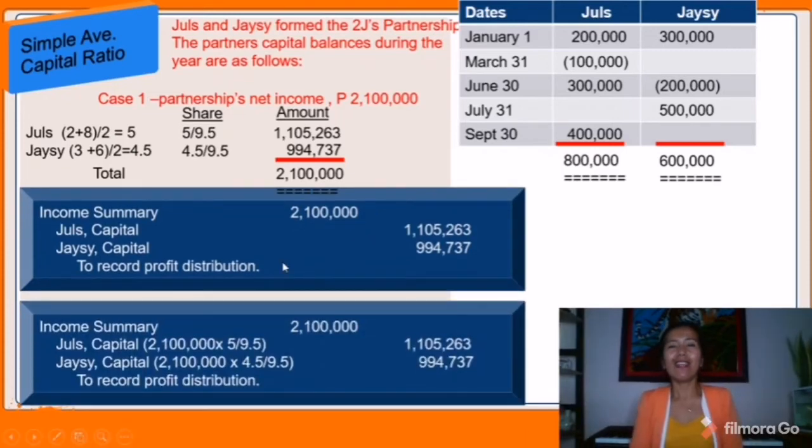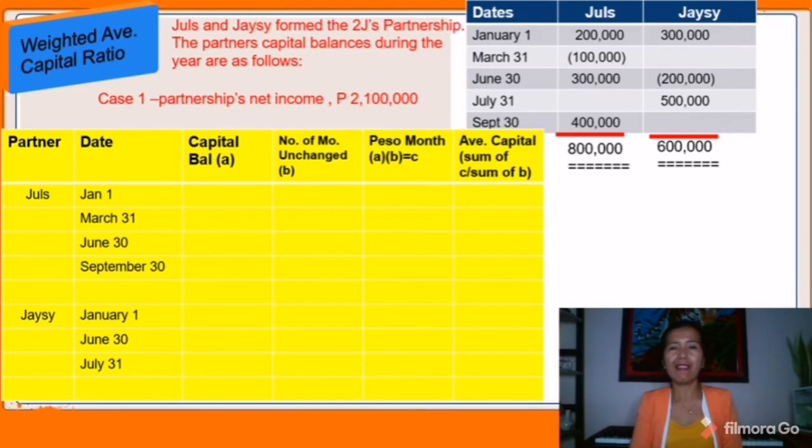Now let's continue to the last method in this presentation, the weighted average capital ratio. We have 6 columns, and we need to compute the average capital balance of each partner. The first column is the partner, Jules and JC. The next column is for the date that can be seen in our table above. For Jules, we have January, March, June, and September 30. And for JC, that is January, June, and July.